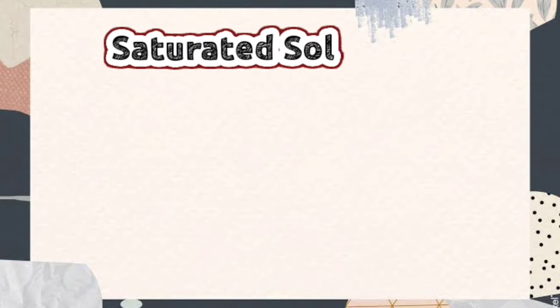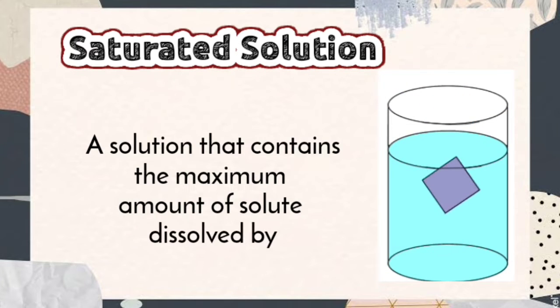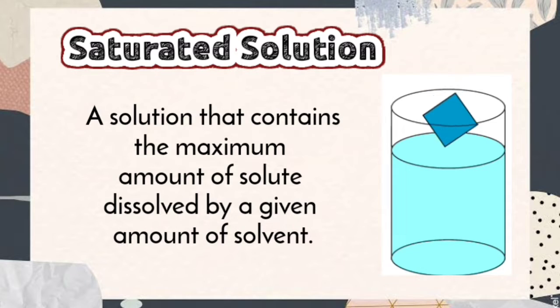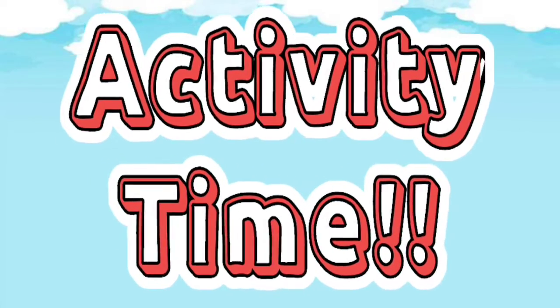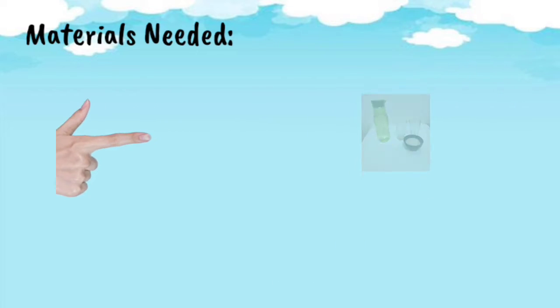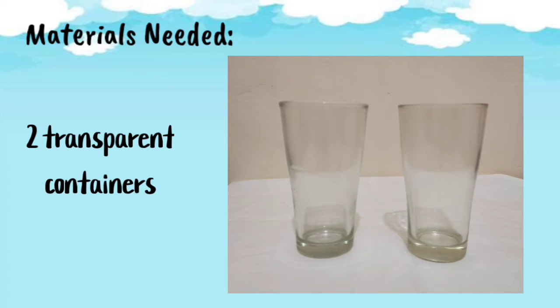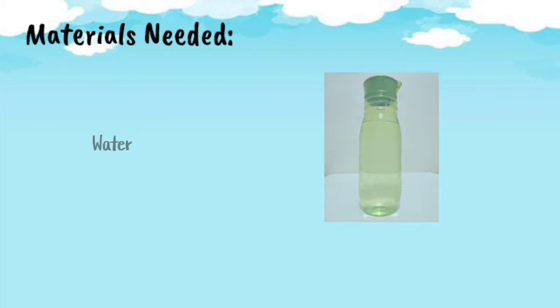A saturated solution is a solution that contains the maximum amount of solute dissolved by a given amount of solvent. A solution is said to be saturated when we can't add any more solute to the solvent. To prove this concept, let's have a short activity. In this activity, we will be needing the following materials: 2 glasses or any transparent containers, spoon, water, and sugar.